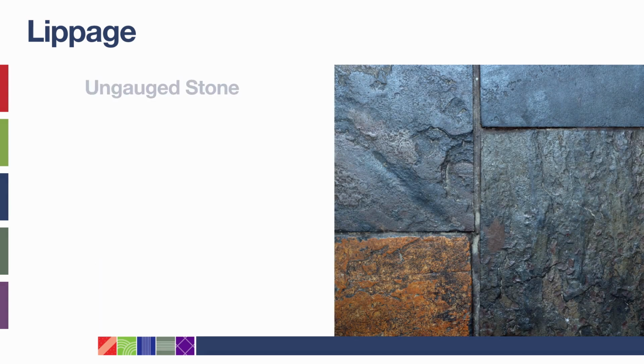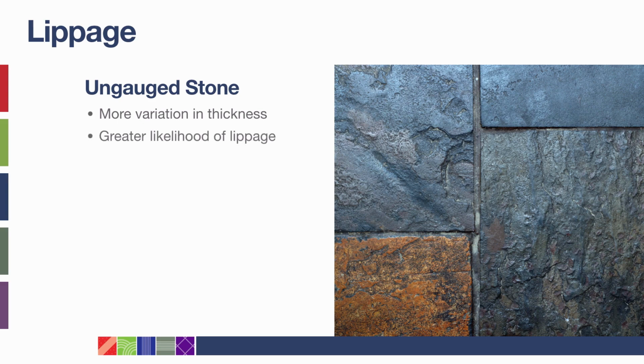Lippage also occurs frequently in ungauged stone. Ungauged natural cleft slates are increasingly more popular for both residential and commercial applications. Their varied patterning and textures give them a unique and often beautiful appearance, but also present installation challenges. Ungauged stone typically has more variation in thickness than comparable gauged stone, which increases the likelihood of lippage.